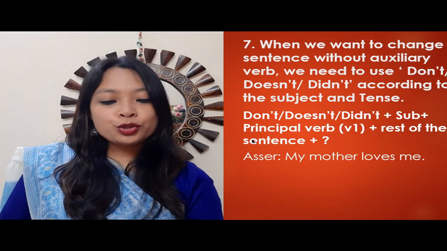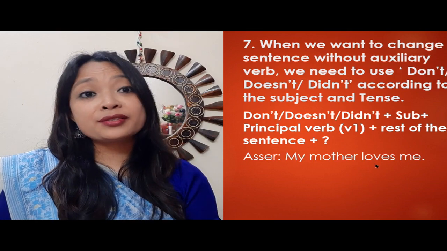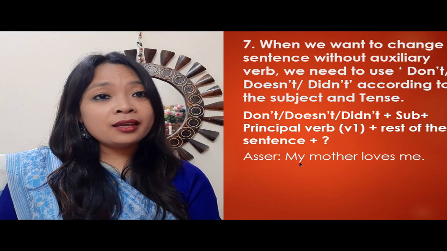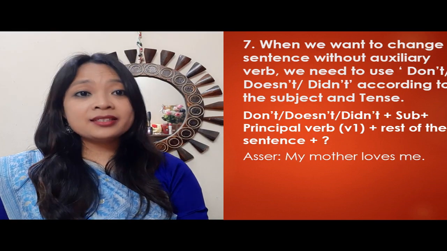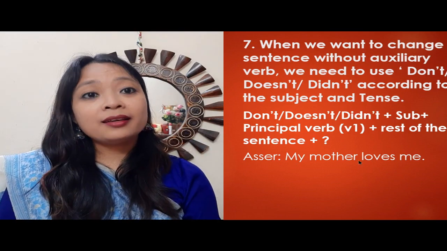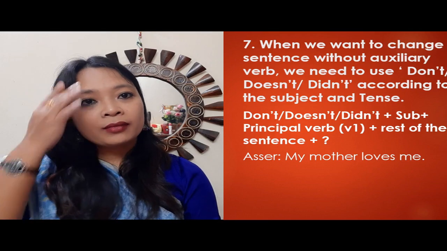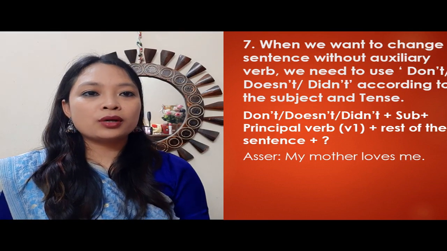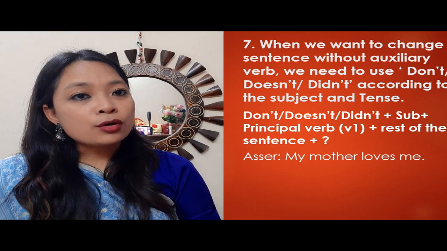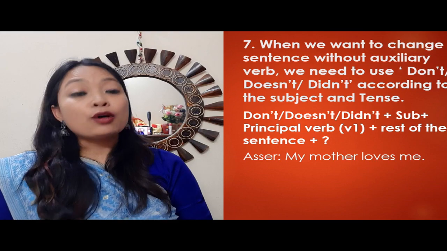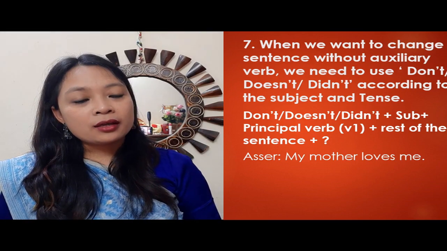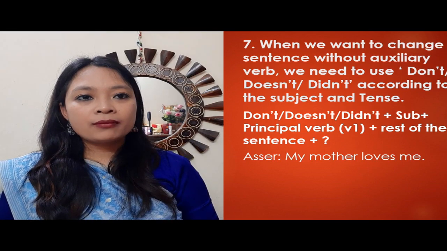Okay, so what to do? Do we have any auxiliary verb in this sentence? No. Okay, and let's see in which tense the sentence is written. So the sentence is written in present indefinite tense. In present indefinite tense, we usually use does not or do not, the auxiliary verb, to make the sentence interrogative or negative.